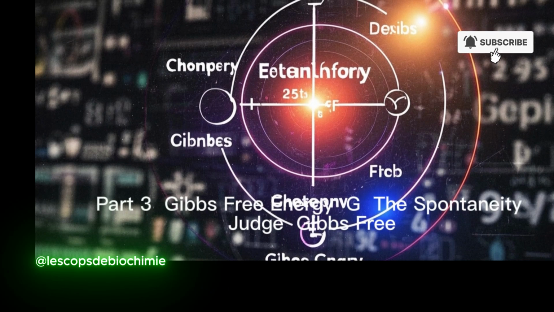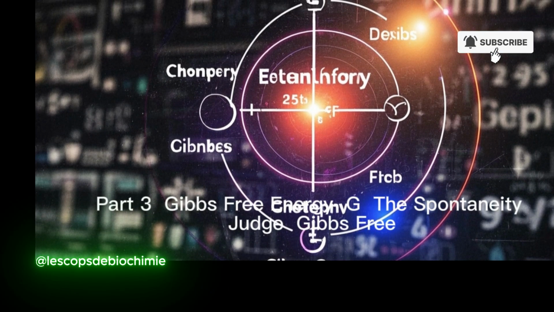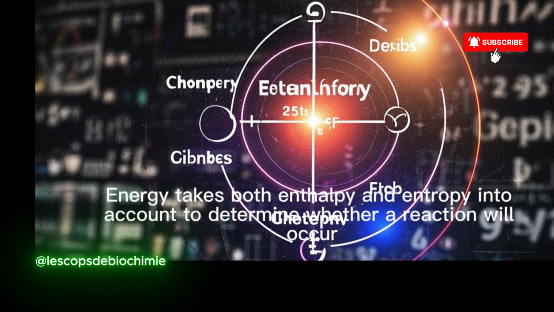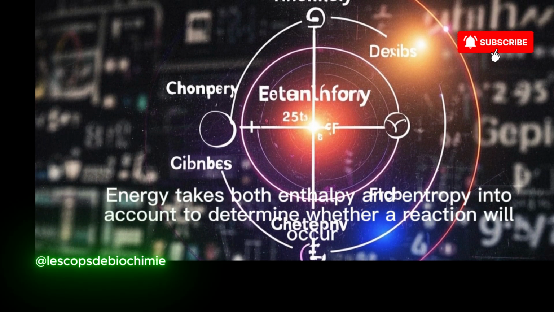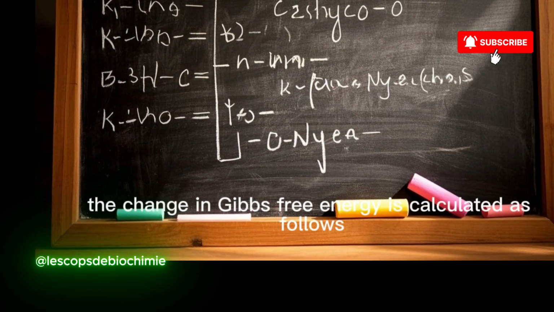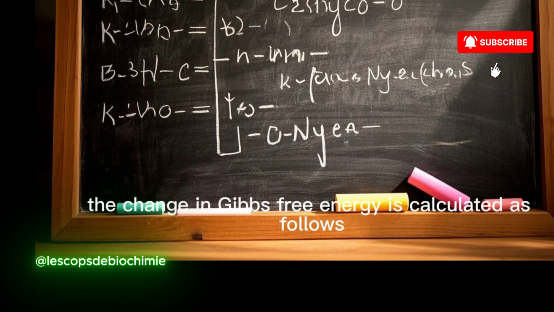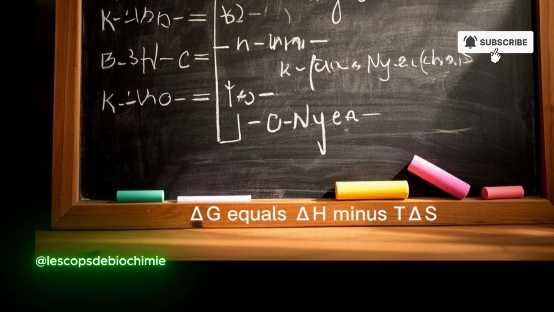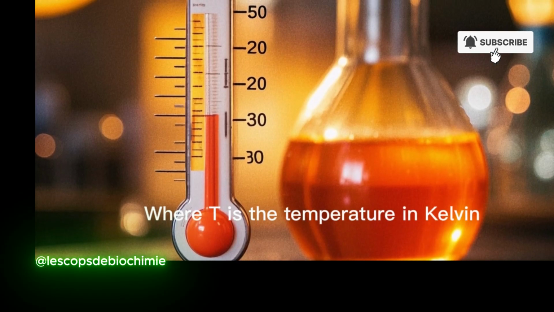Part 3. Gibbs free energy, the spontaneity judge. Gibbs free energy takes both enthalpy and entropy into account to determine whether a reaction will occur. Mathematically, the change in Gibbs free energy is calculated as follows. Delta G equals delta H minus T delta S, where T is the temperature in Kelvin.